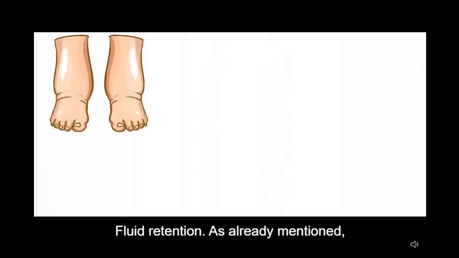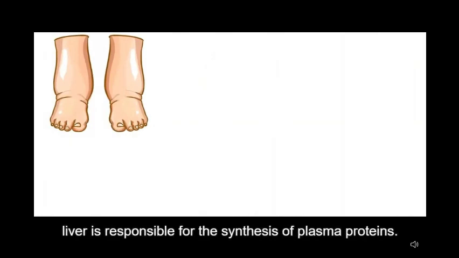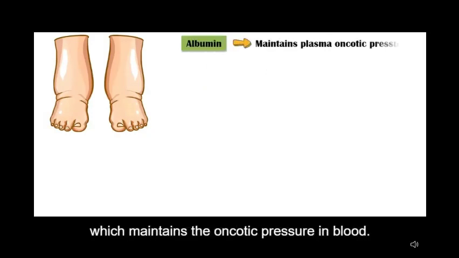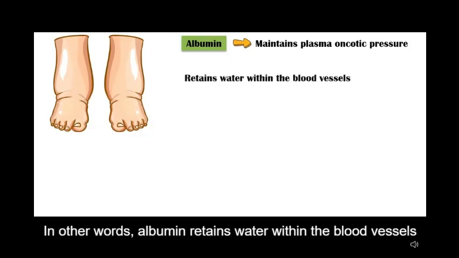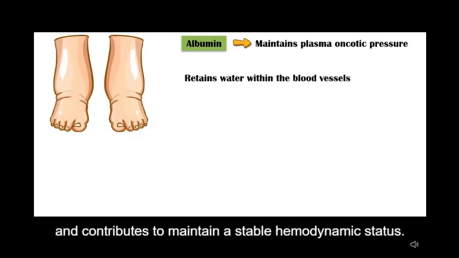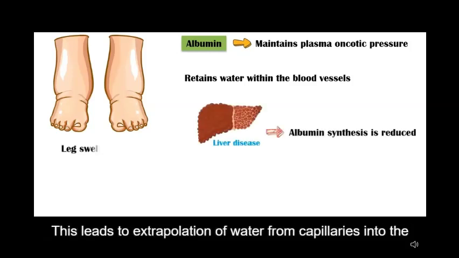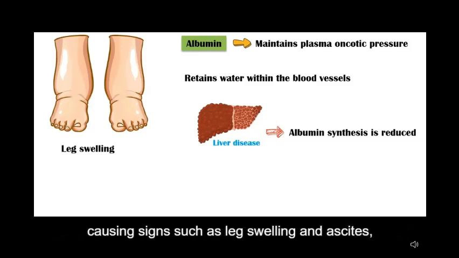Fluid retention. As already mentioned, the liver is responsible for the synthesis of plasma proteins. The major plasma protein in blood is albumin, which maintains the oncotic pressure in blood. In other words, albumin retains water within the blood vessels and contributes to maintaining a stable hemodynamic status. However, in liver disease, the synthesis of albumin is reduced. This leads to extravasation of water from capillaries into the interstitial space, causing signs such as leg swelling and ascites.